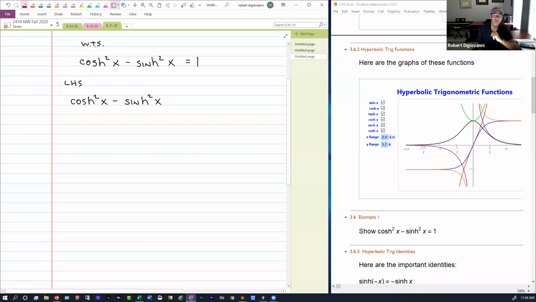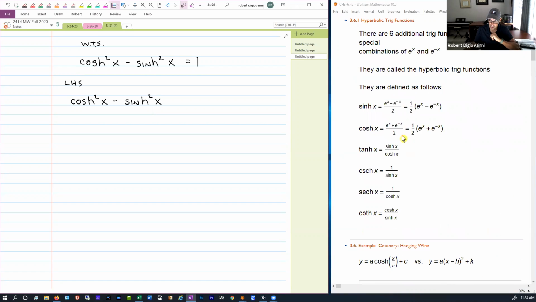So first thing I'm going to do is rewrite these using the definitions. I'm going to go back over here up to the definition. So cosine hyperbolic of x can be replaced with that expression right there. So I'm going to replace it. I'm going to put 1/2 (e to the x plus e to the negative x). Now don't forget that's squared because we had the squared here, right?